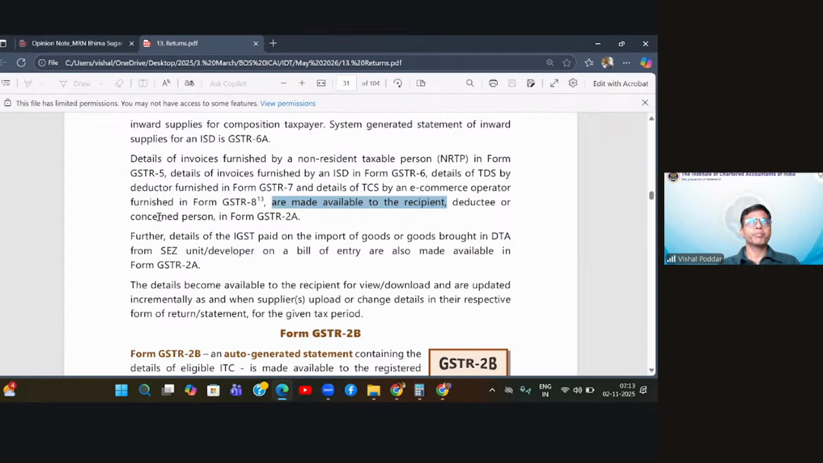Are you getting the point? Yes sir. Okay sir. So it is not necessary that you should be the recipient only. So when it comes to TDS TCS, you are the supplier. That is why the word deductee is also added.